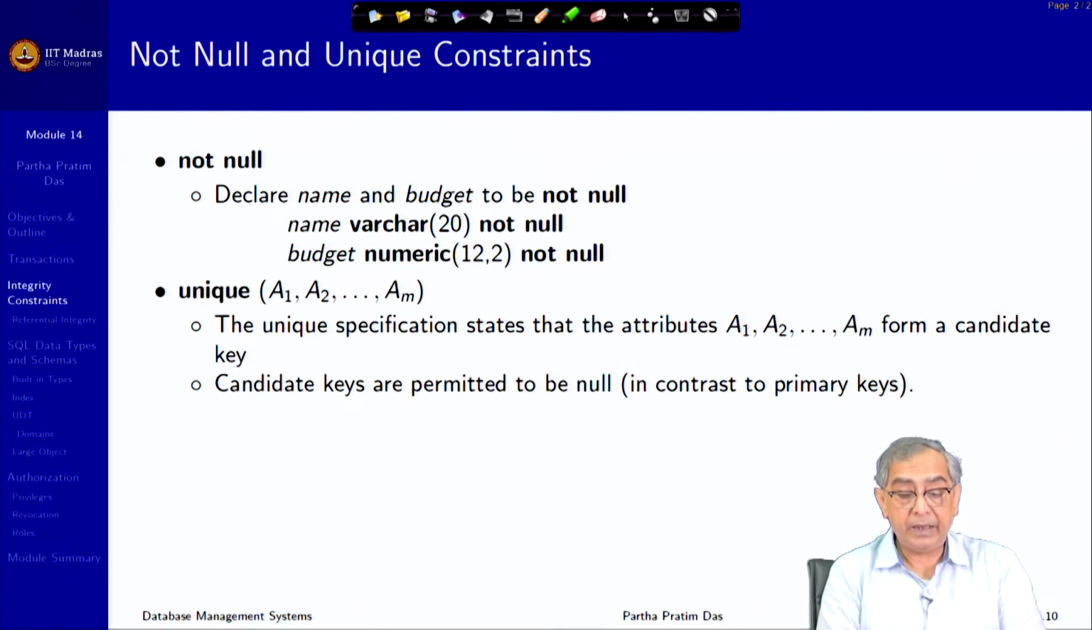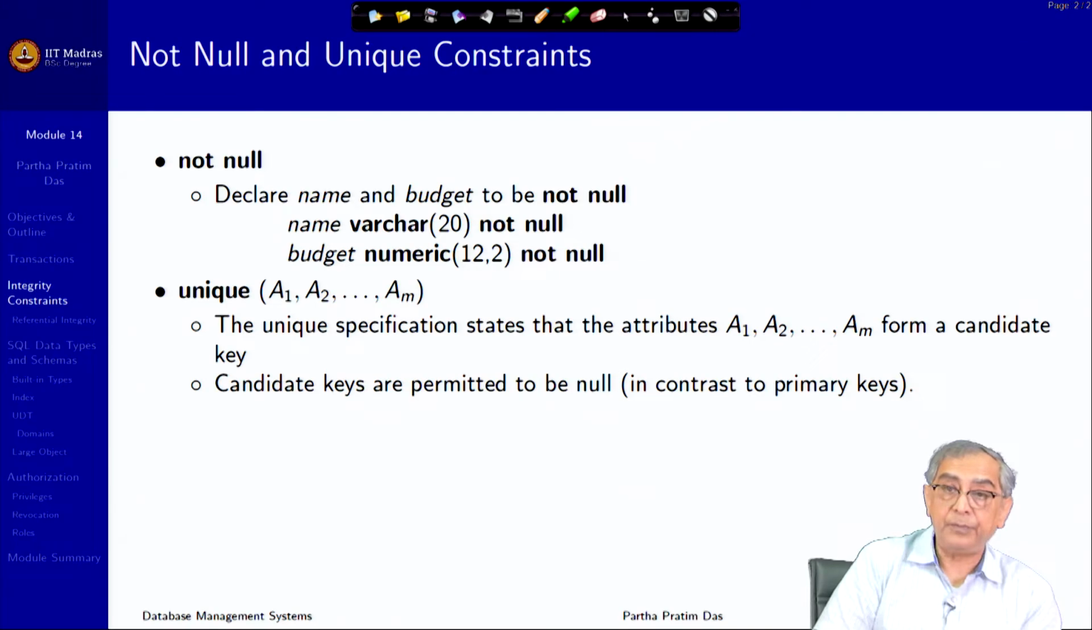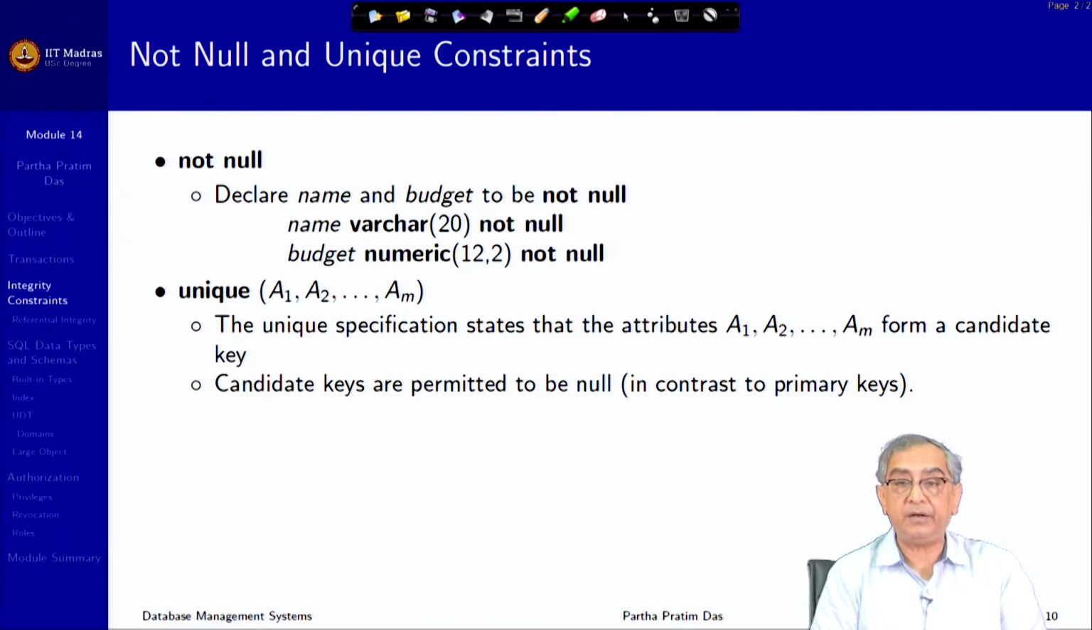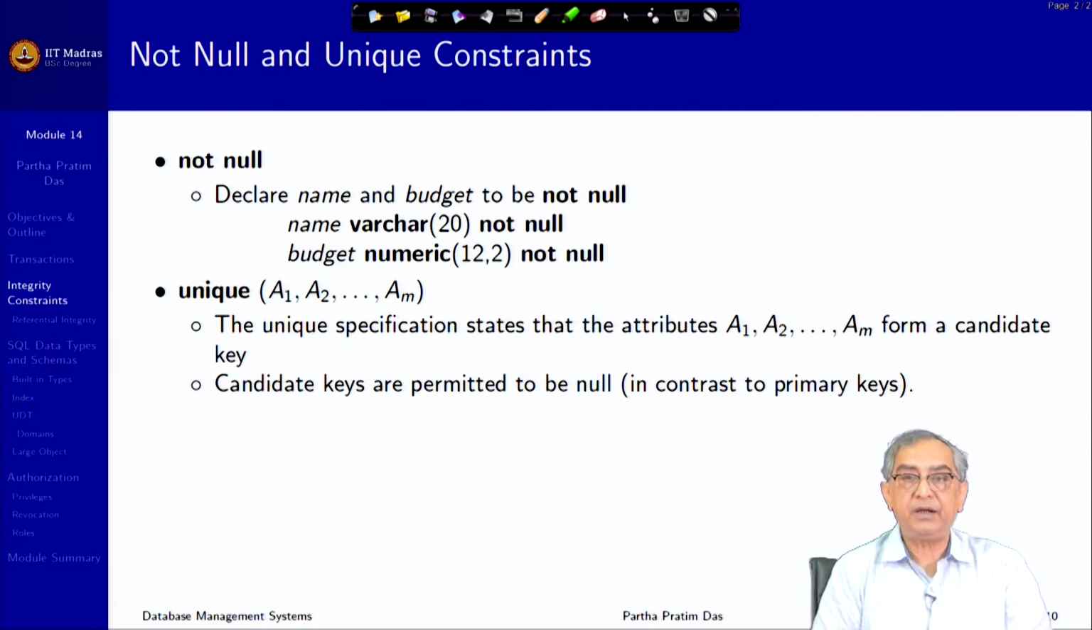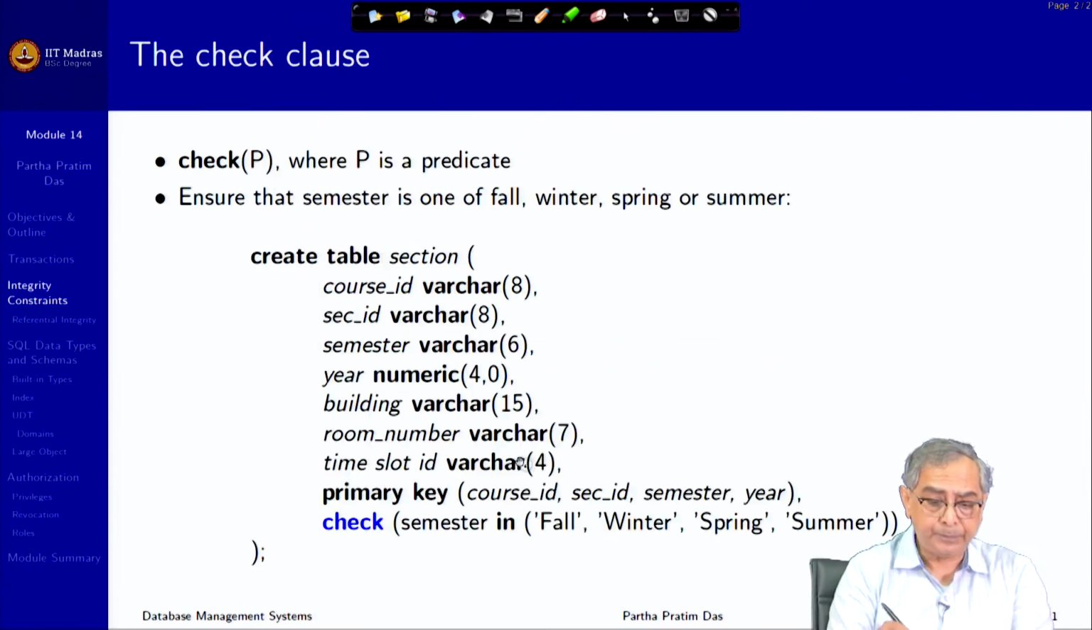Not null: you have seen that you can declare a particular attribute as not null. In that case, the null value will not be allowed. You can also declare a set of attributes as unique. If you define a collection of attributes as unique, that means that in the set of tuples that can go in that table, this combination of values on these attributes will never be repeated, so that they will not be duplicates. This is the definition of a candidate key. But this is different from a primary key, because a candidate key is permitted to be null, whereas a primary key cannot be permitted to be null. So, this is a uniqueness constraint.